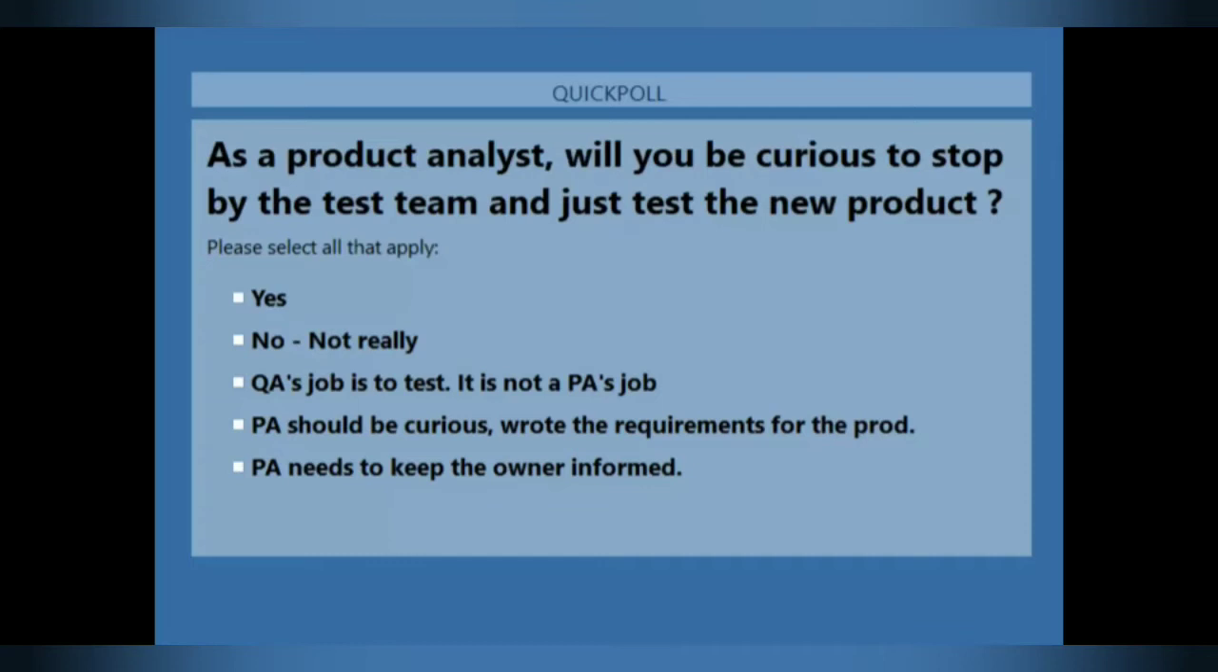Hope I launched it. Did I launch it? Yeah, it is launched. So I also gave you a clue. Use a building as an example, that you are the owner of the building. There is a product analyst like an architect builder. Should the architect builder be curious or not? Should the architect builder test the product when the construction is going on?